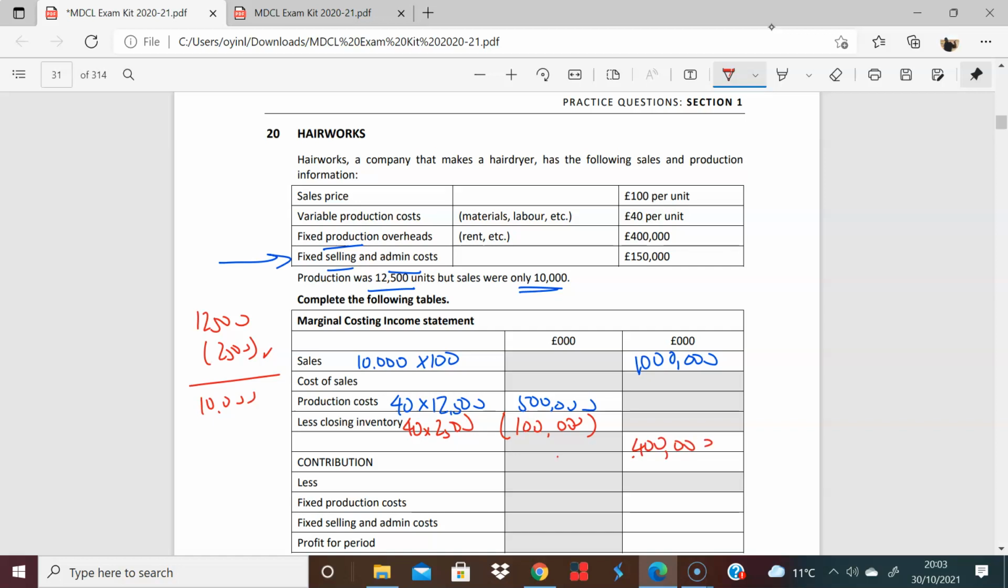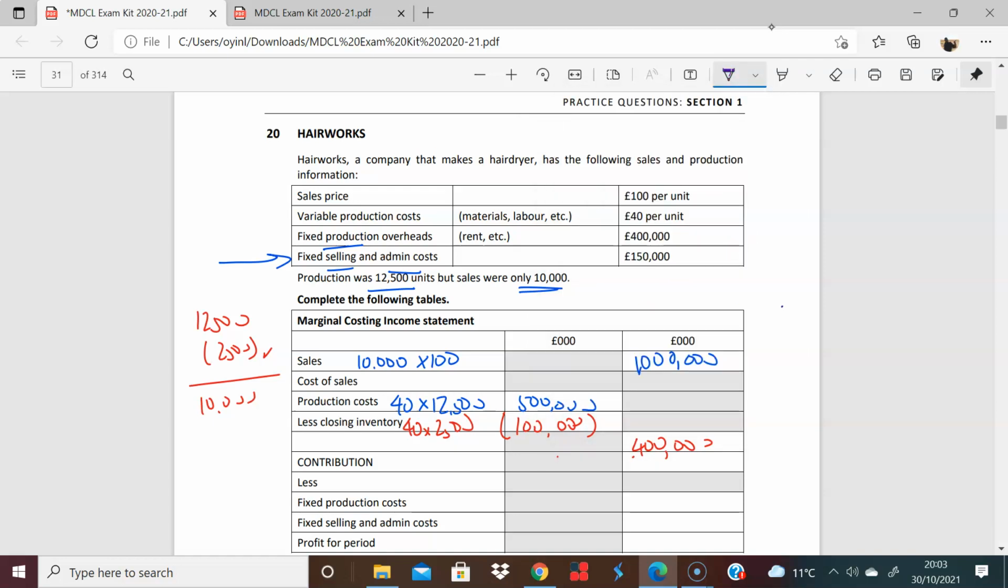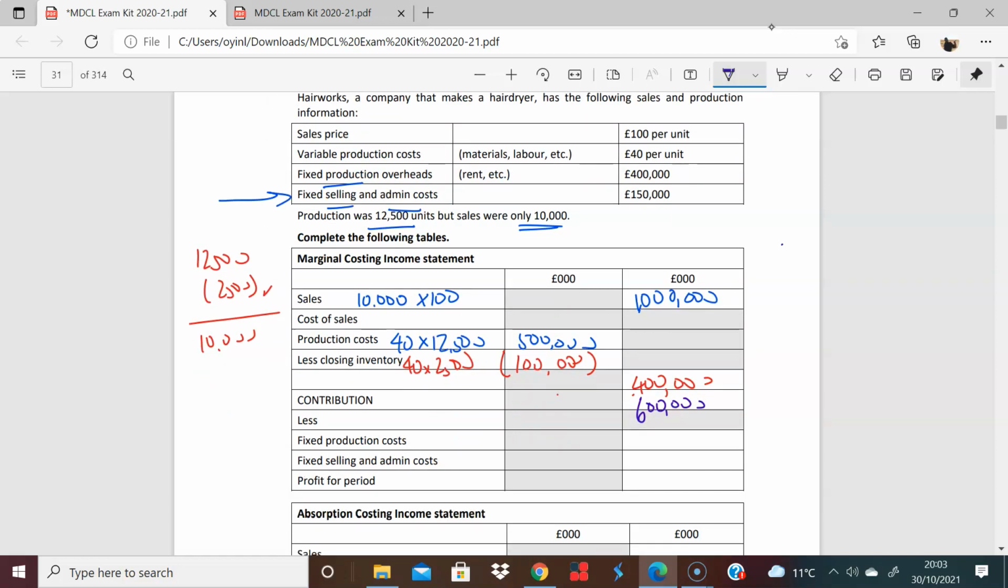Right? That didn't change color, it doesn't really matter. That brings me to a nice contribution of 1,000,000 minus 400,000, which is 600,000. And to be fair, these are period costs. All of those costs go through irrelevant of what production was. So in that time, you will have fixed production costs of 400,000 and fixed selling costs of 150,000, and together that looks like 550,000, leaving you with profits of 50,000.